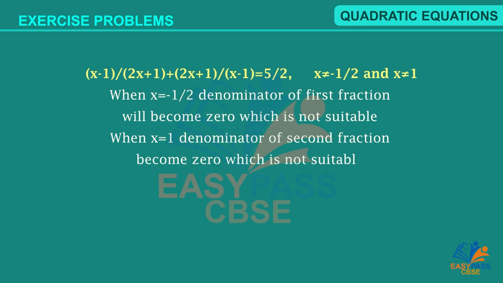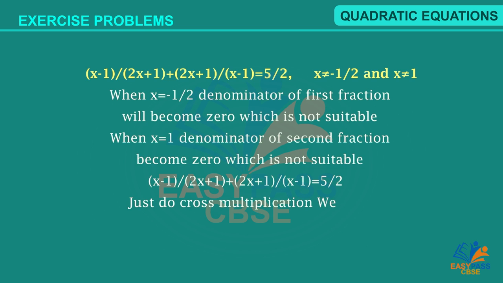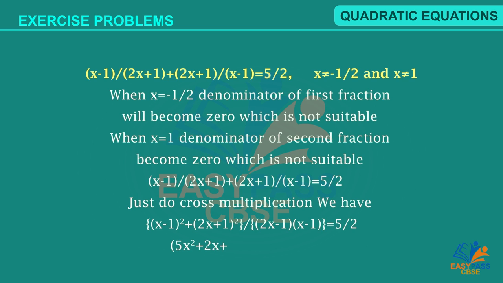which is not suitable. So, we have x minus 1 over 2x plus 1 plus 2x plus 1 over x minus 1 is equal to 5 over 2. Just do cross multiplication, we have x minus 1 whole square plus 2x plus 1 whole square by 2x plus 1 times x minus 1 is equal to 5 by 2. On simplifying the numerator completely, we have 5x square plus 2x plus 2.